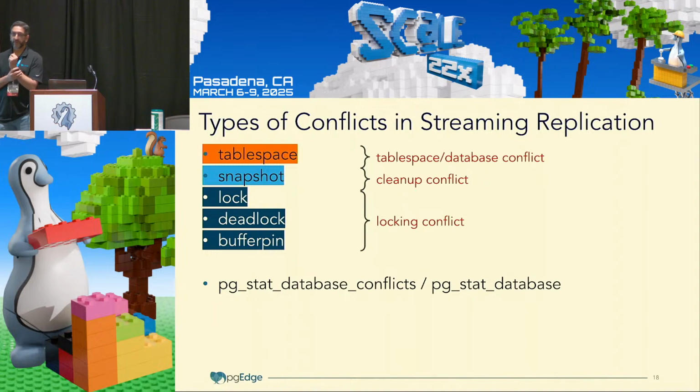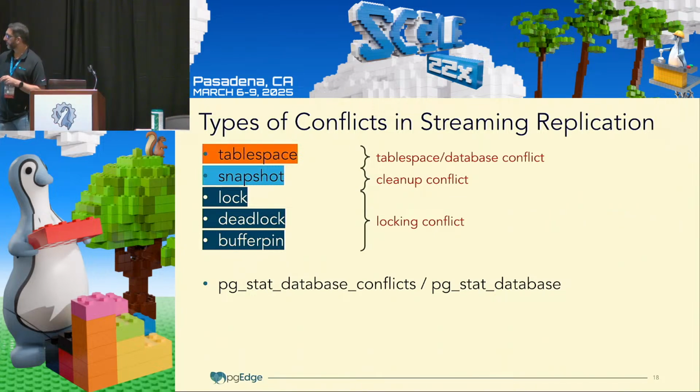Overall, when we look at conflicts in streaming replication, there are five different types of conflicts, categorized in different categories. Tablespace is when a tablespace is dropped or a database is dropped, and you'll have a conflict on the standby server about a resource that is no longer available to it. Snapshot is when the corresponding row versions are not available. Remember that MVCC ends up creating different row versions. So based on your transaction ID, you will have access to some row versions and you might not be able to see other row versions.